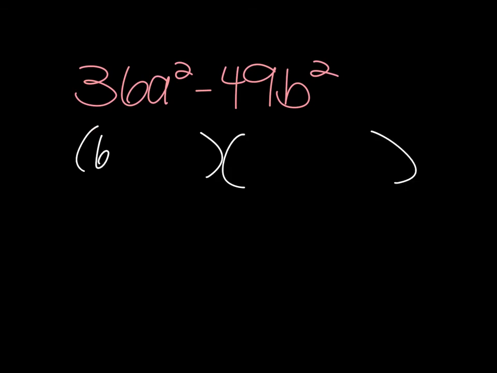I would square root the first term. So 36 square rooted would be 6, a squared would be a. Square root the second term, square root of 49 is 7, square root of b squared is b. And one gets a plus and one gets a minus. Remember, every single one of your factoring questions can be checked. You could take 30 seconds to multiply it back out and make sure you get your question. If you do, then at least you know you're right.